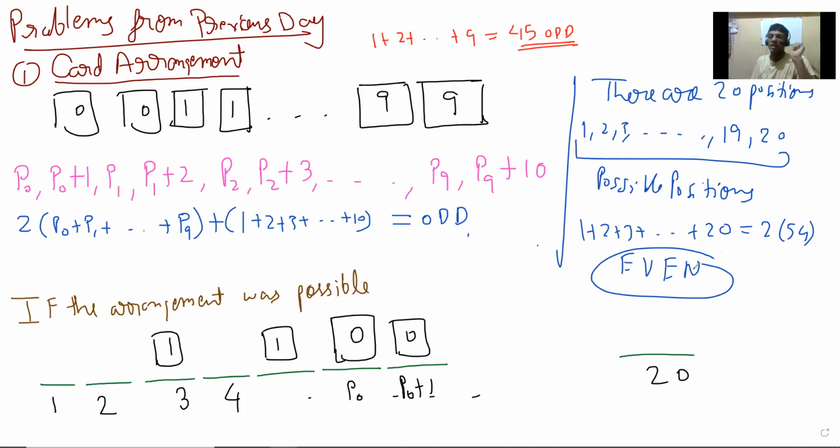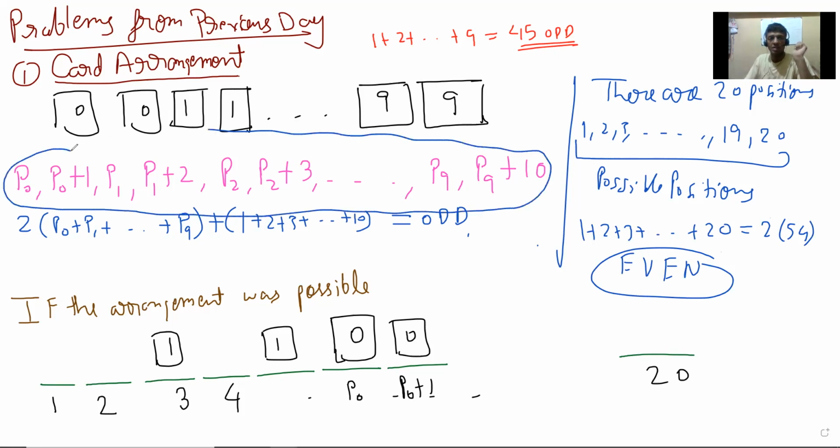So you see what happened. These are the possible positions. In one way, they are the possible positions from 1 to 20, so some should be even. But in another way, if we just add them, right, then that sum comes out to be something odd.